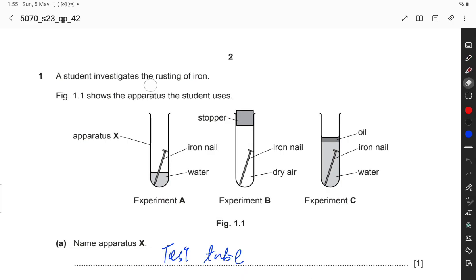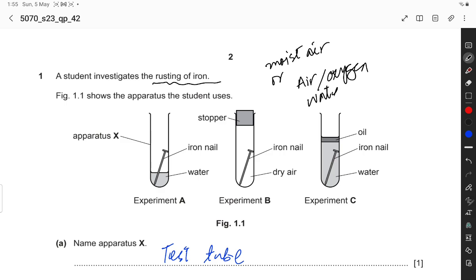You know the conditions of rusting of iron. Figure 1.1 shows the apparatus the student uses. So the conditions are moist air, or air, and you can write down oxygen and water. So in experiment A, water is there, iron nail and apparatus. This is apparatus X, in which the iron nail is placed in the water and air is provided.